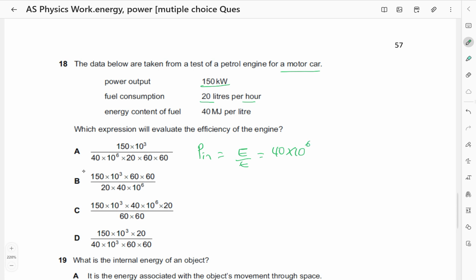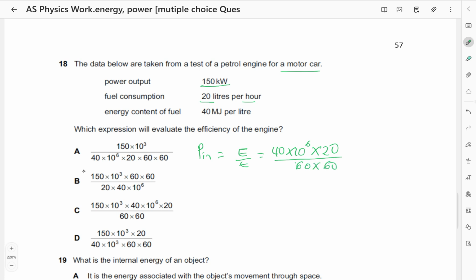But remember, this is per liter and it takes in 20 liters. So it is 40 times 10 power 6, then times 20. But remember, that is per hour. So time is 1 hour. 1 hour is 3,600, which is 60 times 60. That is the power input.